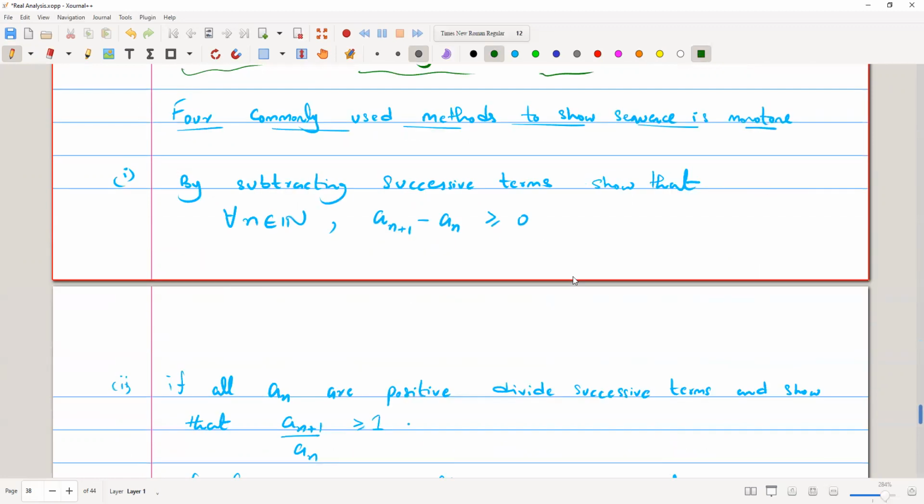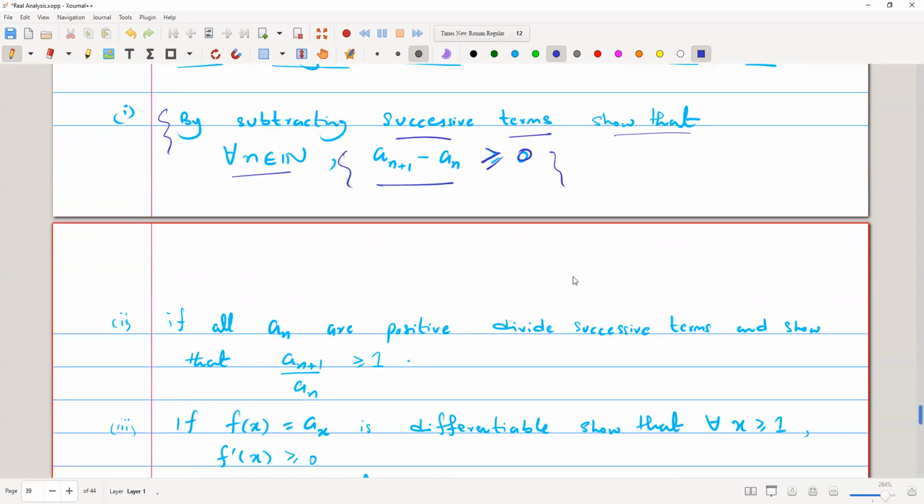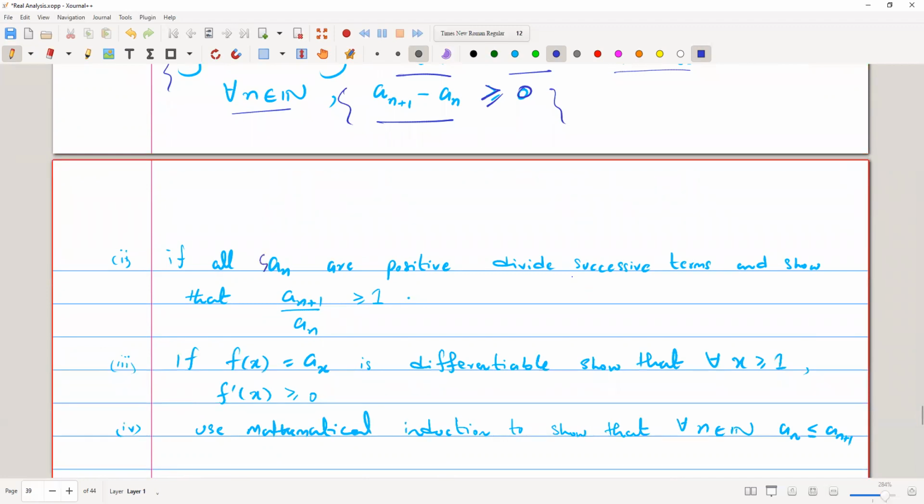Then we have some general rules for checking whether the sequence is monotone or not. Number one is that by subtracting successive terms, show that for all n belongs to N, an plus 1 minus an is greater than or equal to 0, right? So by applying this rule, we can check whether the given sequence is monotone or not. And then we have the second rule: if all an are positive, divide successive terms and show that this ratio an plus 1 over an is greater than or equal to 1, right?